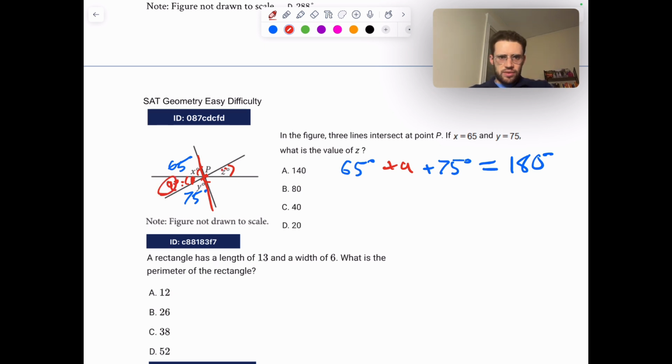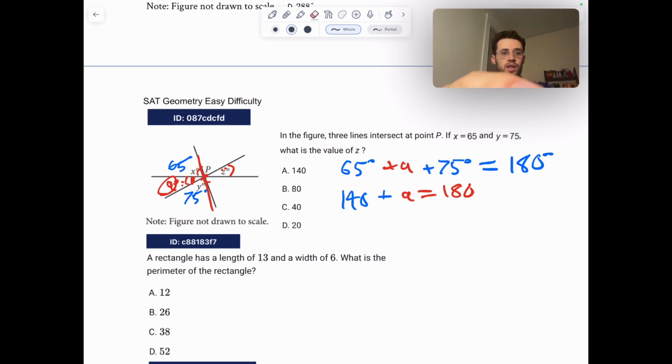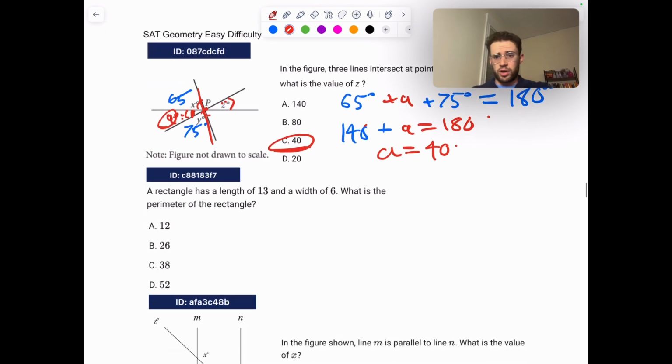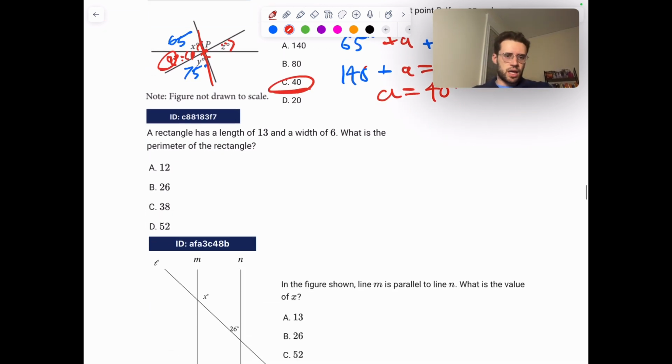So 65 plus 75, that would give us 140 plus A is equal to 180. So we just subtract 140 from both sides, or think what plus 140 makes 180. And that will give us that A is equal to 40 degrees. All right, so if A is 40 degrees, then again, Z is a vertical angle, Z is congruent, Z will also be 40 degrees. So that one also took a little bit more critical thinking than some of the easy questions, but still not too difficult.